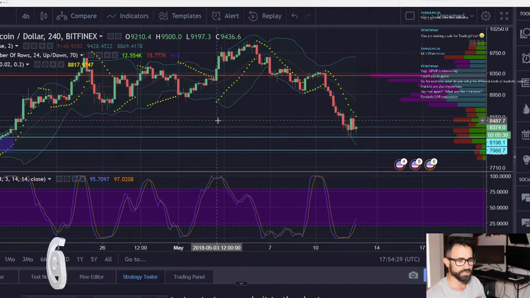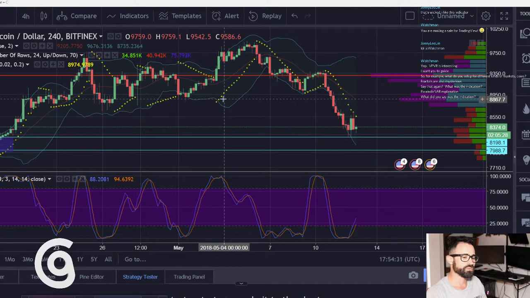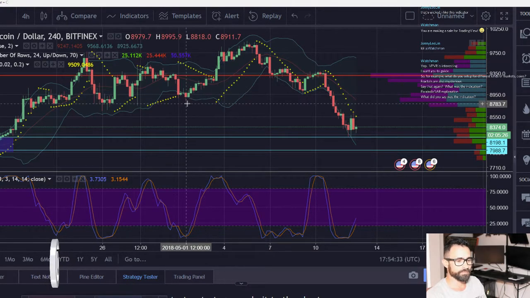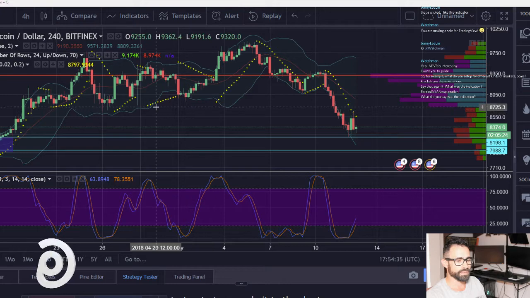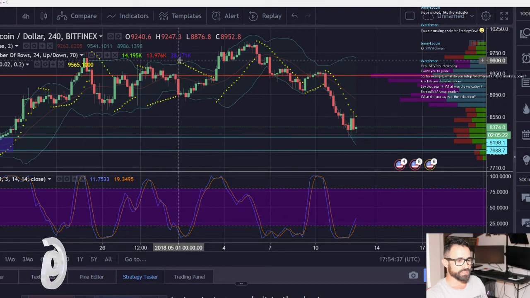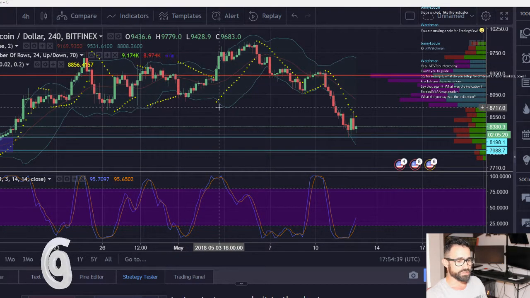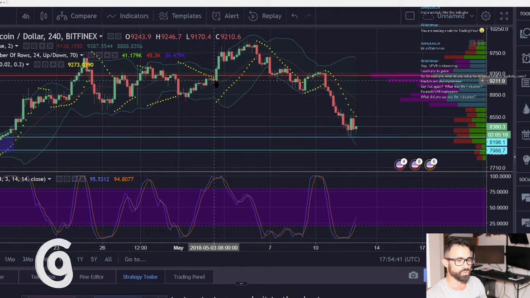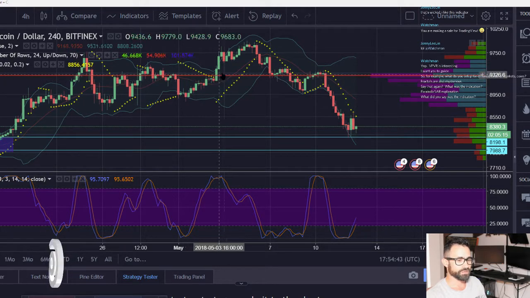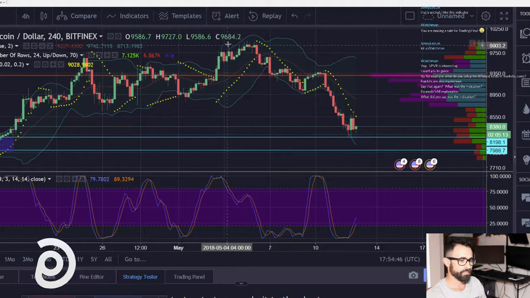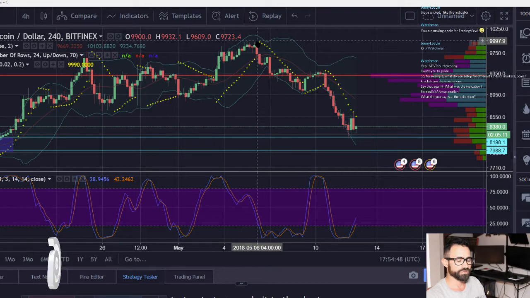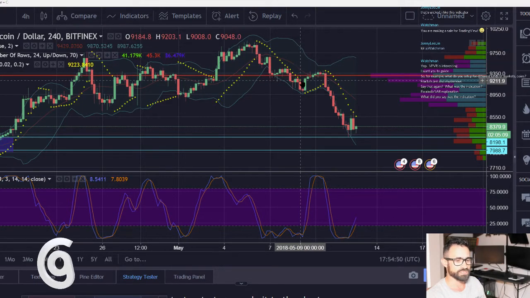Okay, PSAR is called the parabolic stop and reverse. Essentially, if the dots are below, then the trend is likely to go up, right? If the dots are above, that means we're in a sell.